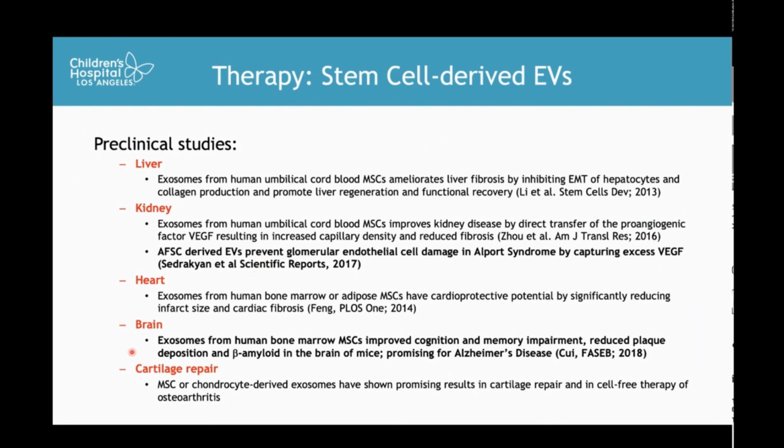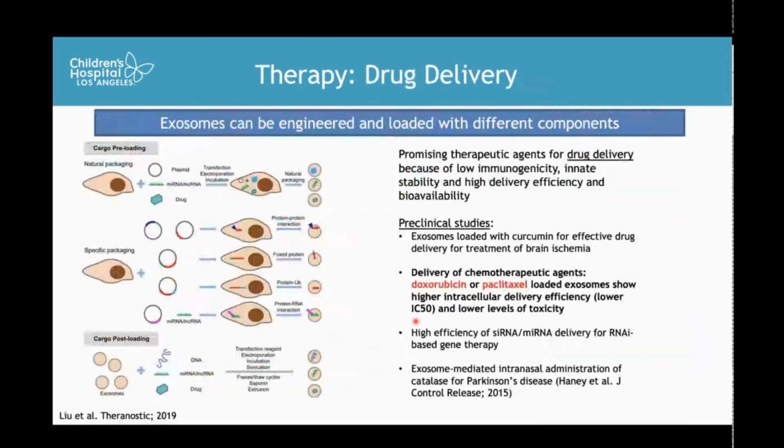Another example, in the brain, a group has found that exosomes from human bone marrow mesenchymal stem cells improve cognition and memory impairment, and reduce plaque deposition and beta amyloid in the brain of mice. So it is a potentially promising intervention for Alzheimer's disease.